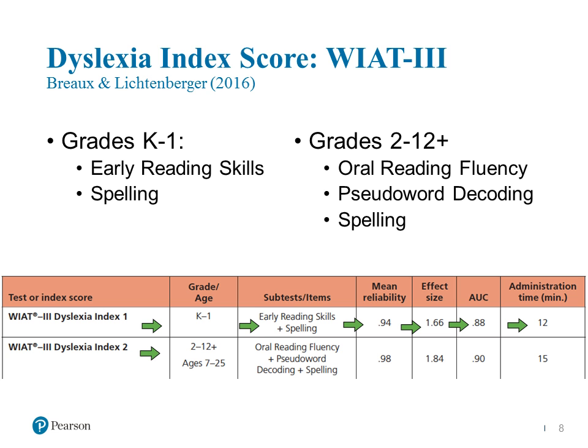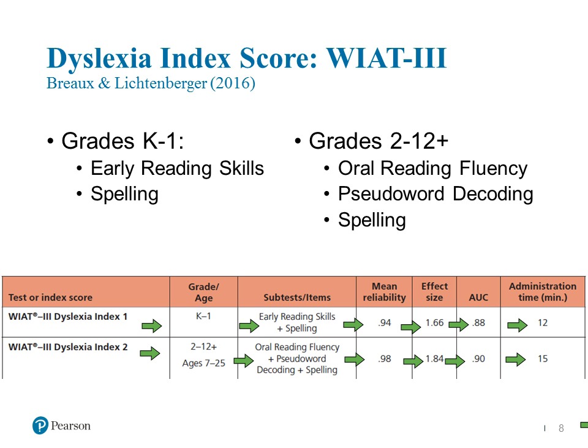The second index score for the WIAT-III, again, is going to be grades 2 through 12 plus. We're looking at, again, the oral reading fluency, pseudo-word decoding, and spelling subtests. We see a mean reliability of 0.98, which again is very high, an effect size of 1.84, and an AUC of 0.90. So again, those are even higher, with an administration time of 15 minutes.